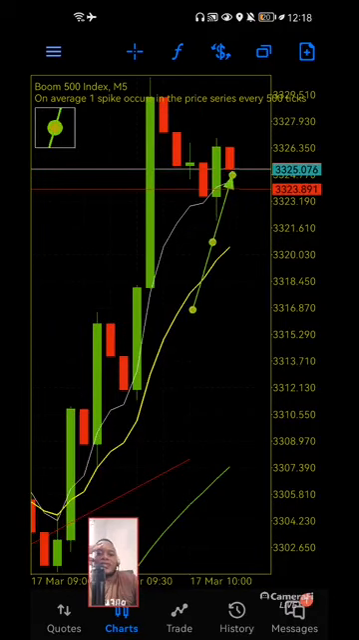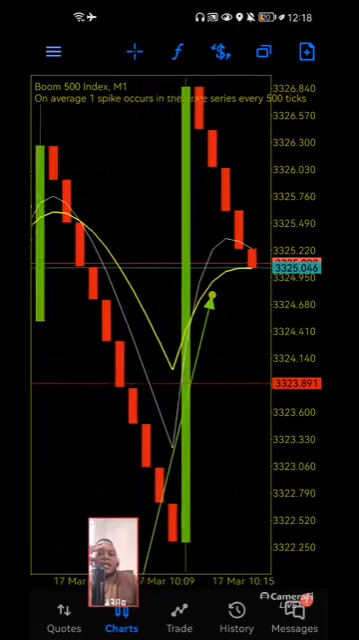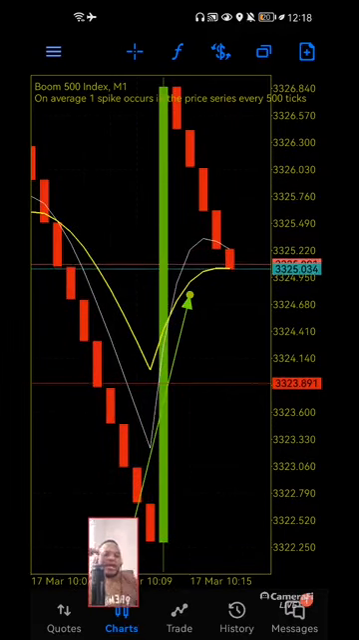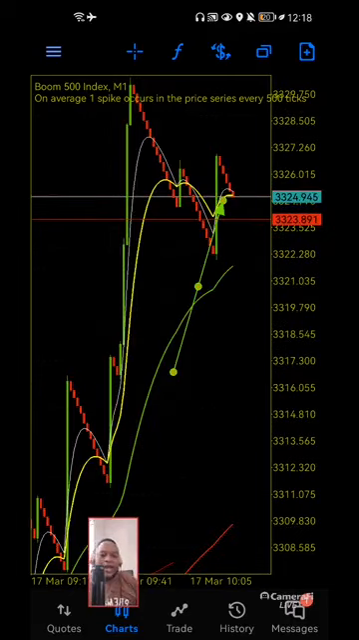Let's give it 2 minutes. And then on M1, we touch the yellow line. Okay, so it's as simple as that. We touch the yellow line on M1, and that's where we place our buys again, in expectancy of a spike.